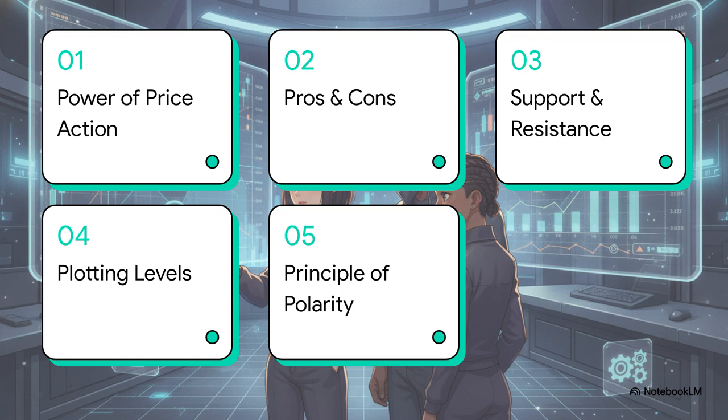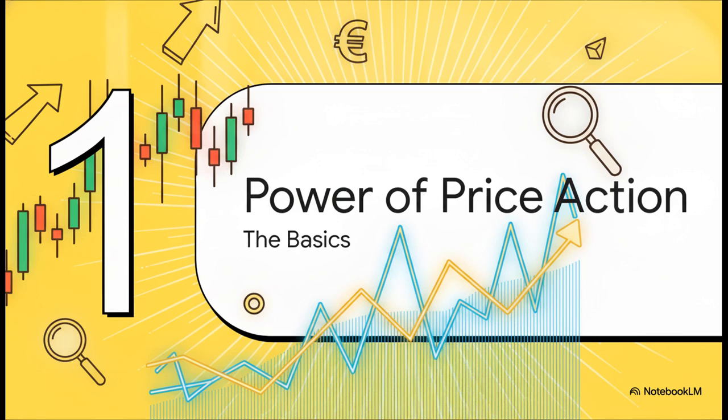So, here's our roadmap for today. We're going to cover: 1. The power of price action. 2. The advantages and disadvantages. 3. Understanding support and resistance. 4. How to actually plot those levels. And finally, number 5, the principle of polarity. Let's get into it. Section 1, the power of price action.